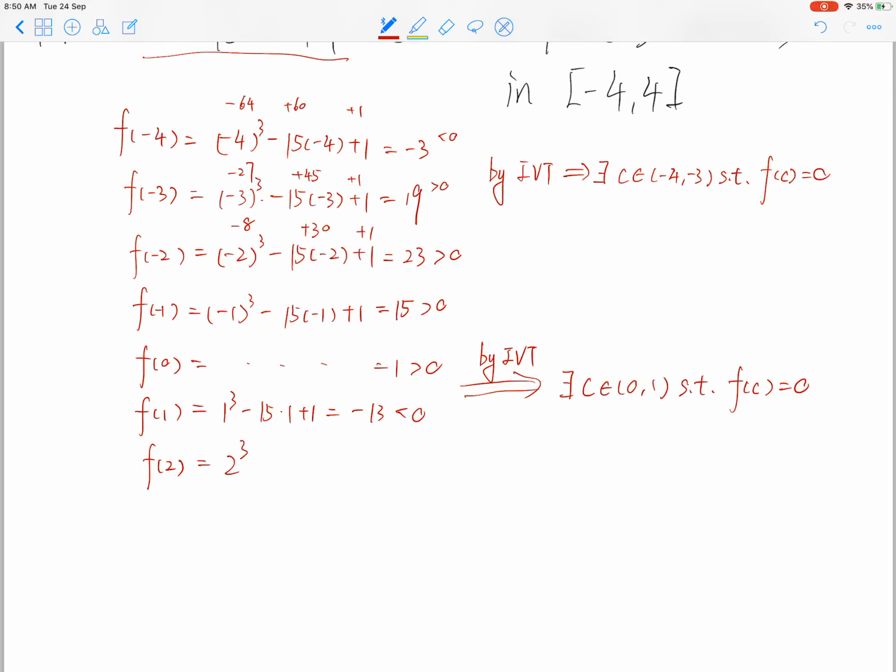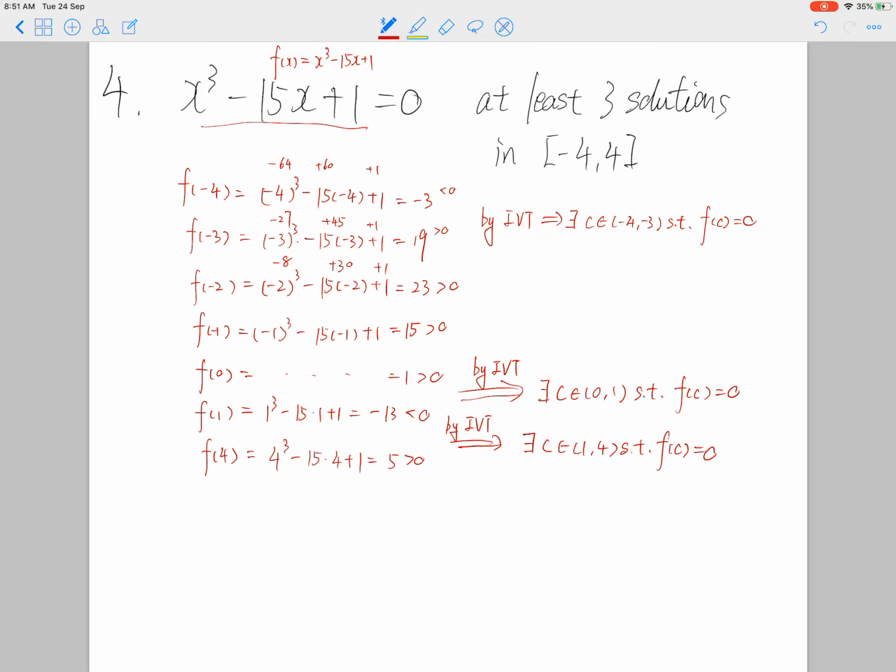Keep on. f(2) is 2 cubed minus 15 times 2, so it's almost impossible to be useful. So let's try f(4). f(4) is 5, greater than 0. So here, by the intermediate value theorem, there exists a c between 1 and 4 such that f(c) is 0. Alright, so you can see there exist at least 3 solutions.